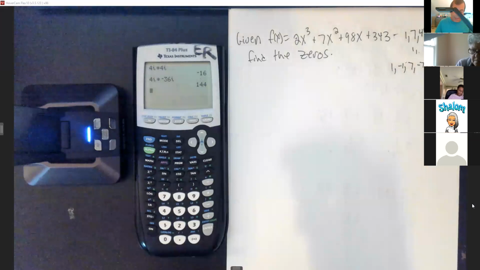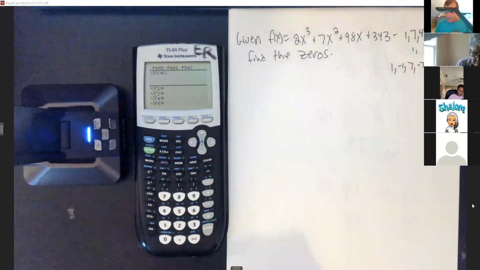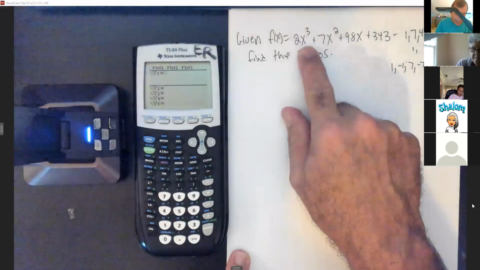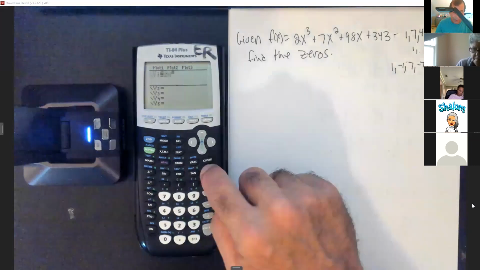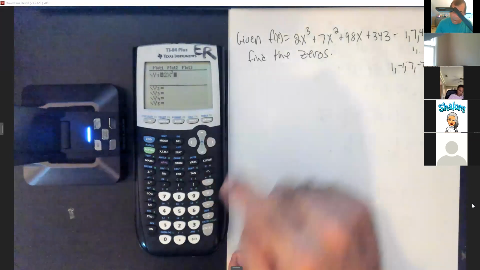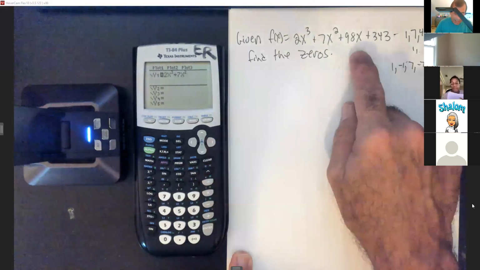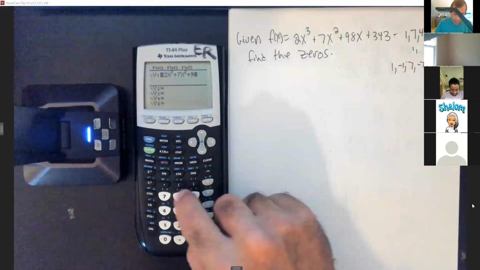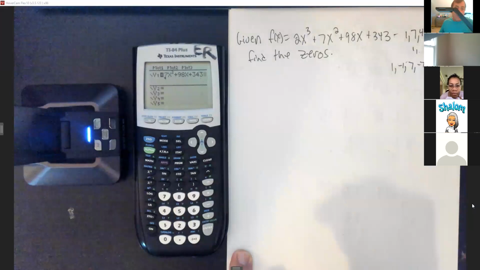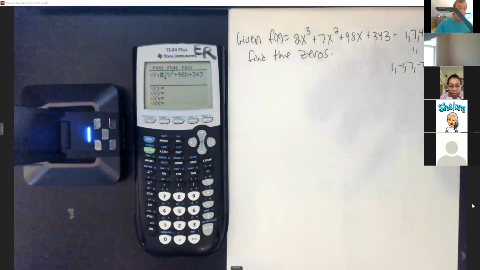But y'all, I got a calculator here. So watch this. I'm going to put this polynomial in there: 2x exponent 3 plus 7x squared plus 98x plus 343. I'm going to graph it, and the calculator is going to tell me where to start.